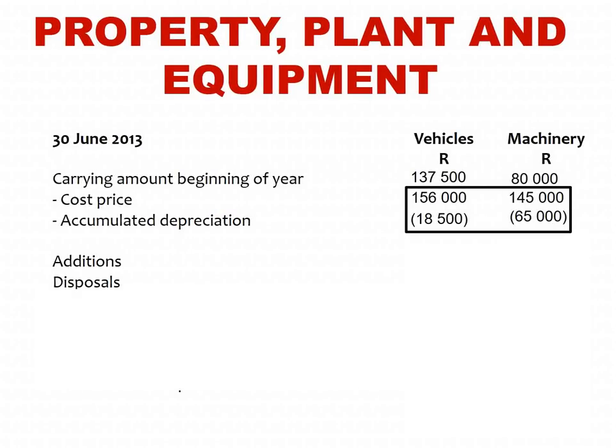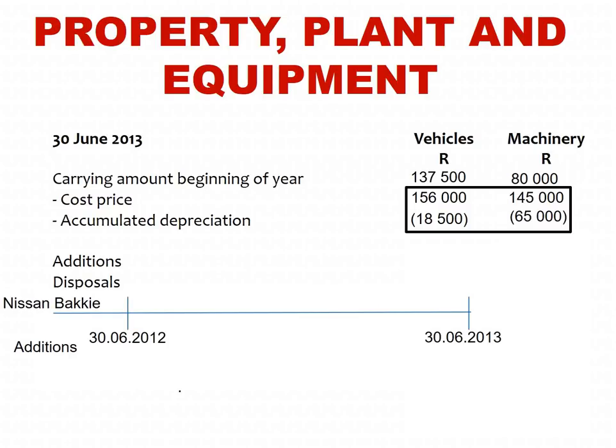Let's look at additions and disposals related firstly to the Nissan Bucky and then to the machinery. Any additions to the Nissan Bucky? If we look at question note 8, we'll see that the Bucky was sent for a service on the 1st of July costing 1,400. Remember, a service cost or a maintenance cost is simply expensed and is not added to the cost of your PPE. But we are also told that the mechanics advised you to replace the tires. The cost of the 4 new tires are 7,000, and these tires were replaced.